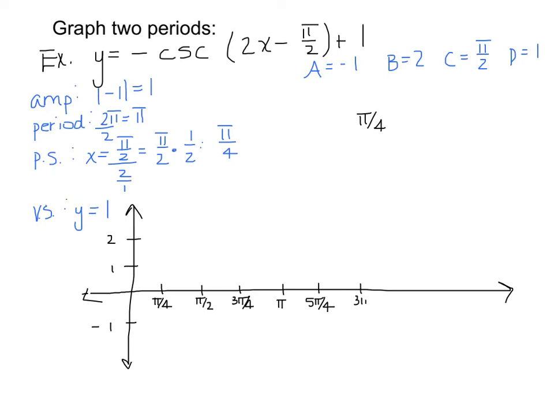6 pi over 4, I'm going to reduce. 7 pi over 4. 8 pi over 4. And 9 pi over 4. Make sure you have 9. 1, 2, 3, 4, 5, 6, 7, 8, 9. Okay, this is secant. A is negative.